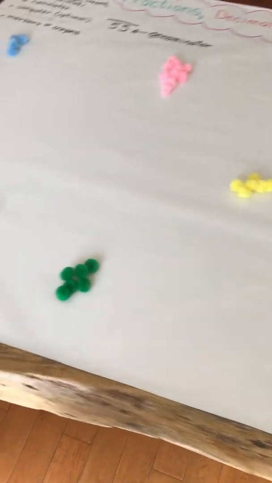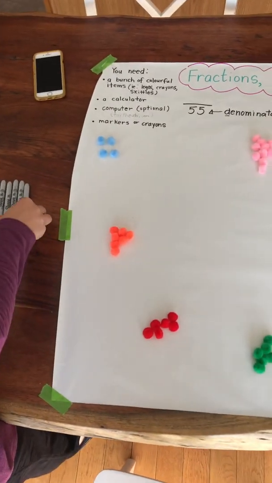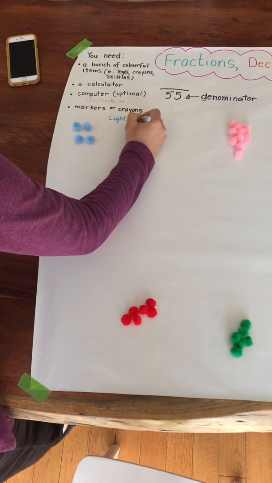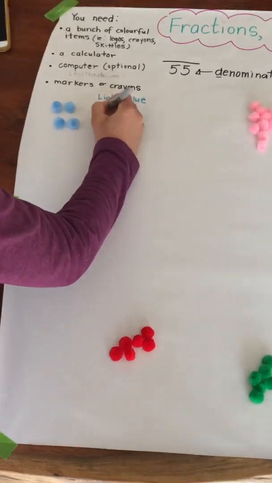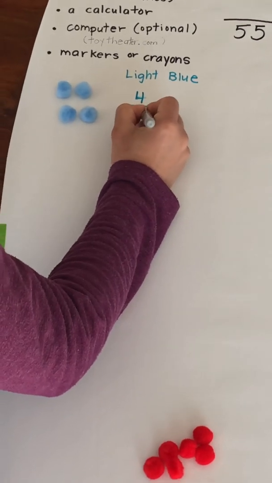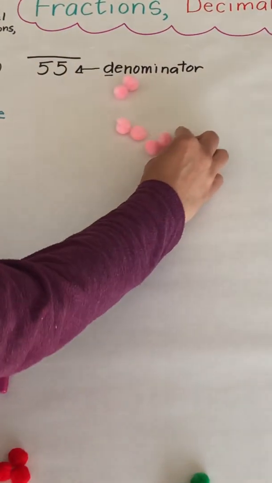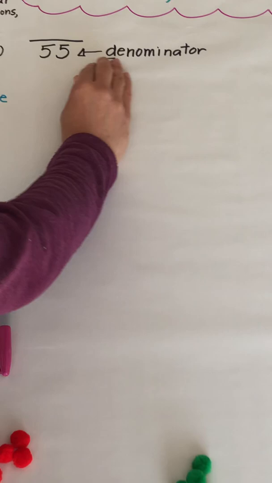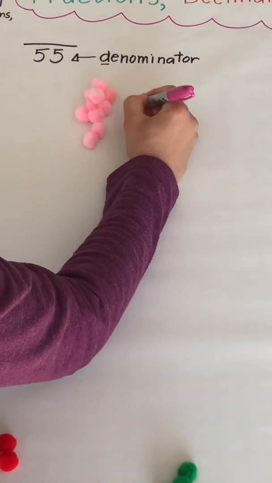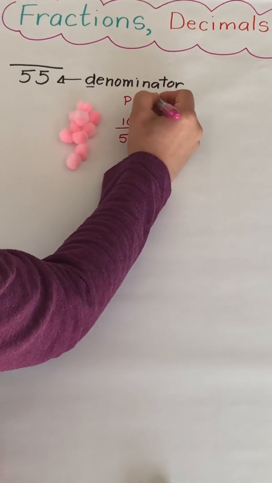So now, as you can see, I have 4 light blue pom-poms. So the numerator is going to be, and I'm going to put the title light blue because I have a dark blue as well, 4 light blue pom-poms out of a total of 55 pom-poms. Okay, then for my pink, let's see, I have 2, 4, 6, 8, 10 pink, and always count things twice because remember we talked about human error. So I have 10 pink pom-poms out of a total of 55, and I'll put pink here.